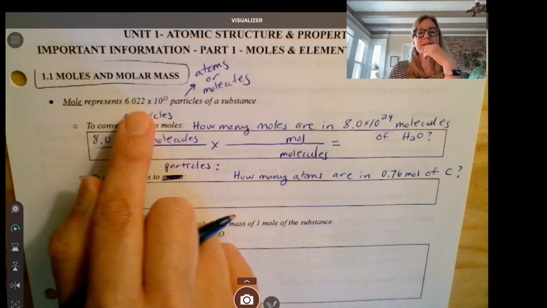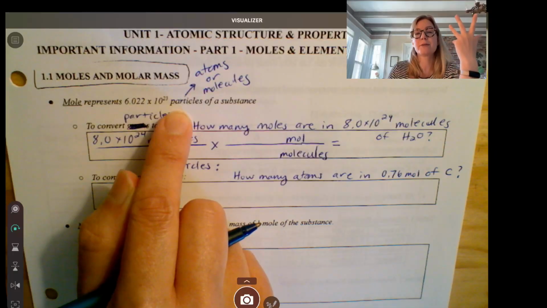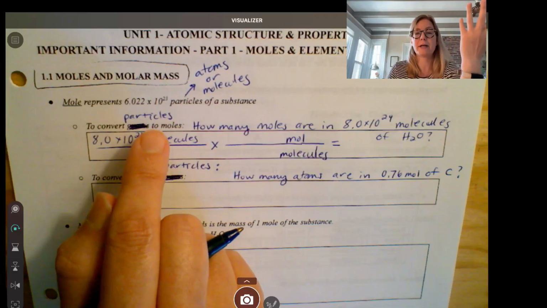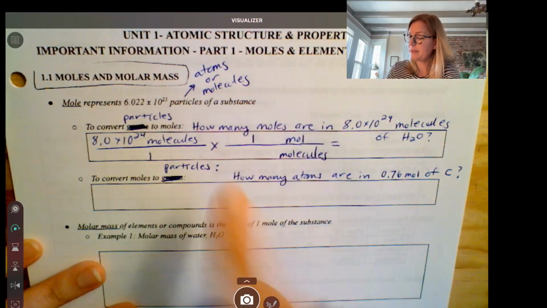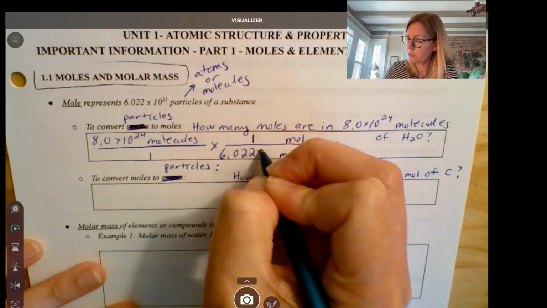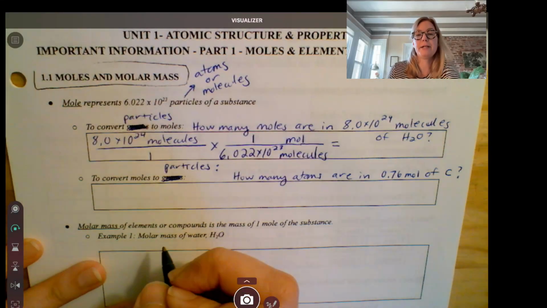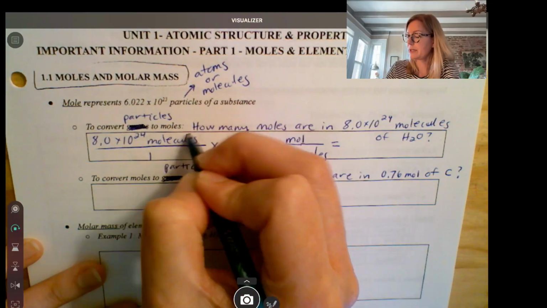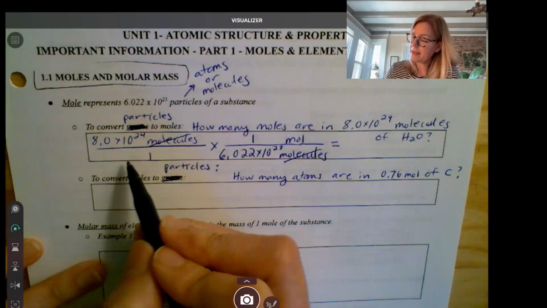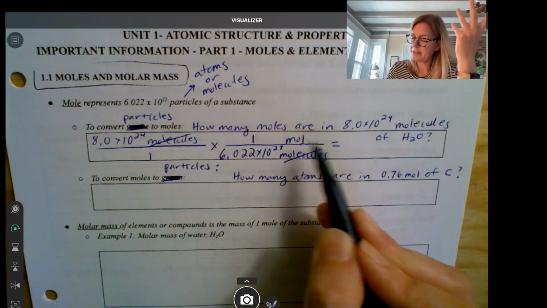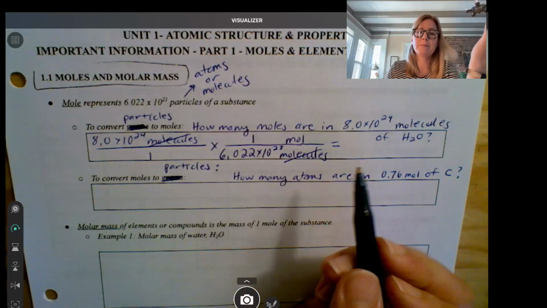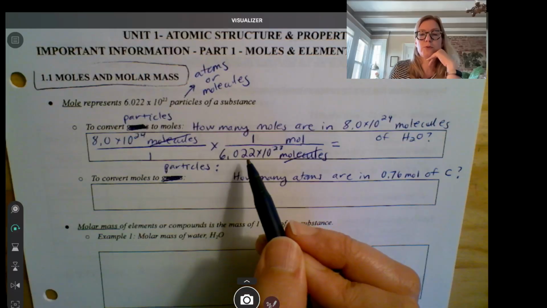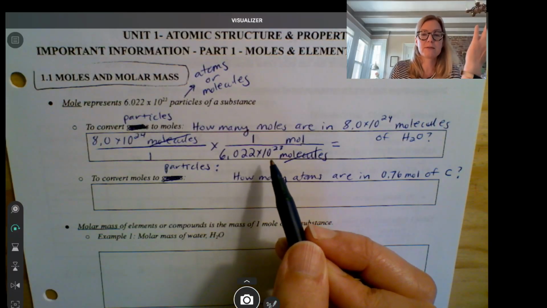So a mole represents 6.02 times 10 to the 23rd particles. In this instance, a mole is 6.022 times 10 to the 23rd molecules. That means 1 mole is equal to 6.022 times 10 to the 23rd molecules. These are equivalent. A mole is this many molecules. So we're going to cancel molecules, and then multiply straight across the top in our mind. 8.0 times 10 to the 24th times 1 is 8.0 times 10 to the 24th. Then we multiply straight across the bottom. 1 times 6.022 times 10 to the 23rd is 6.022 times 10 to the 23rd.